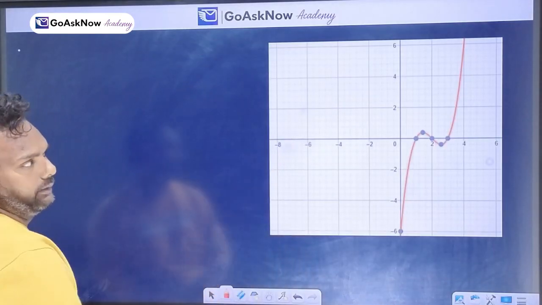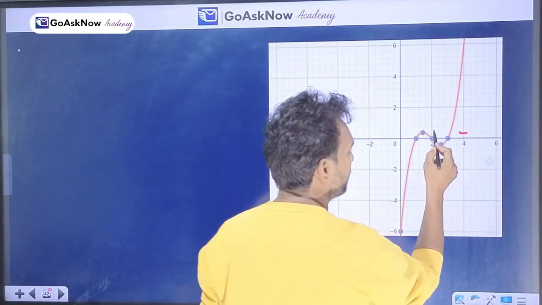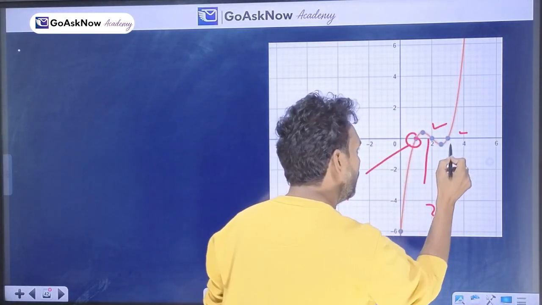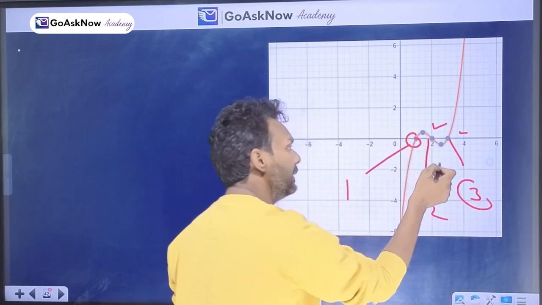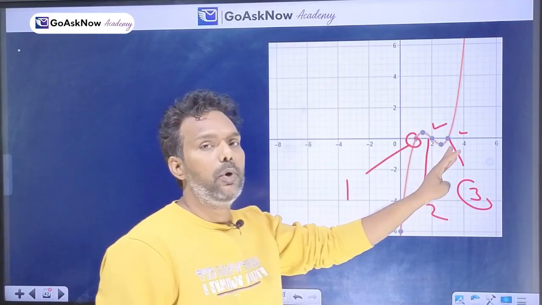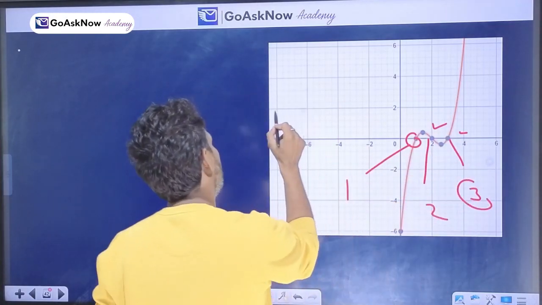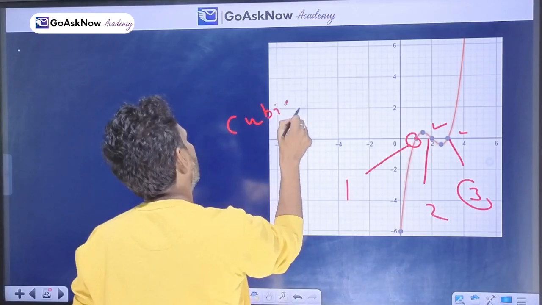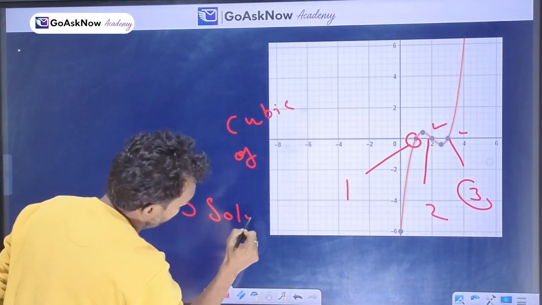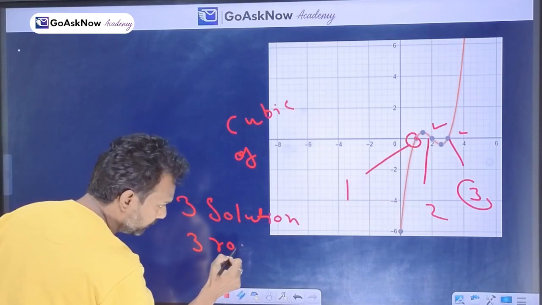For this equation, it's x equal to 3, it's x equal to 2 and x equal to 1. It's 1, 2 and 3. This graph is intersecting the x-axis at 3 different points, and these are 1, 2 and 3. Therefore, this is a cubic equation of 3 solutions, or we can say 3 roots.